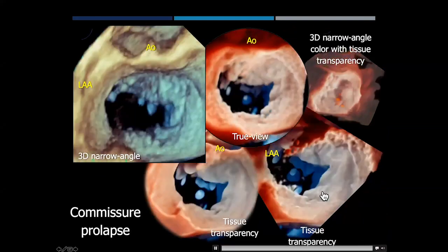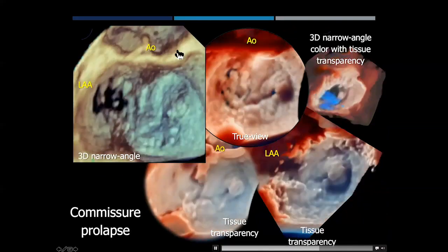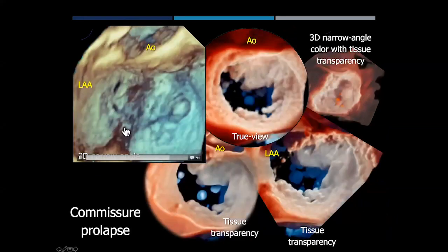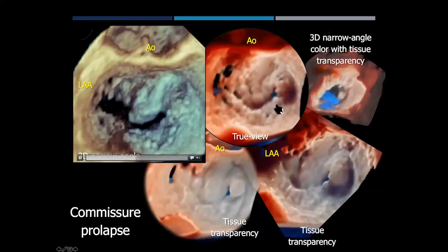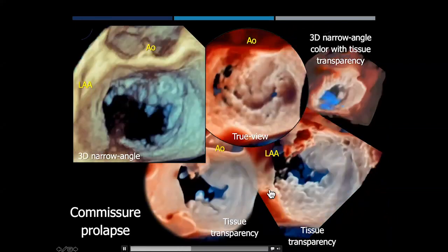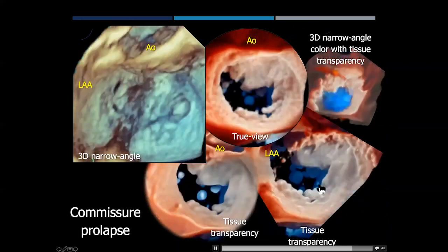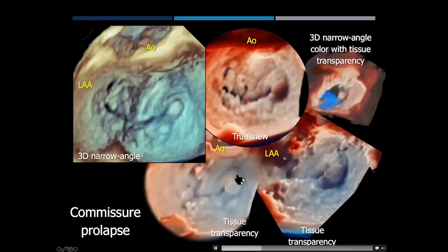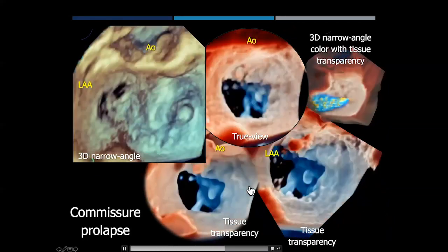This here, I just wanted to show you an example of a commissural prolapse. You can see aortic valve in the 12 o'clock position, anterior posterior leaflets. There's the commissure that appears to be prolapsing. And this is just using a variety of different techniques, TrueView and glass. And you can see that changing the light allows you to actually see the prolapse much more clearly.